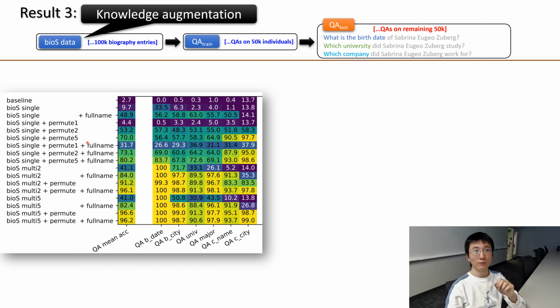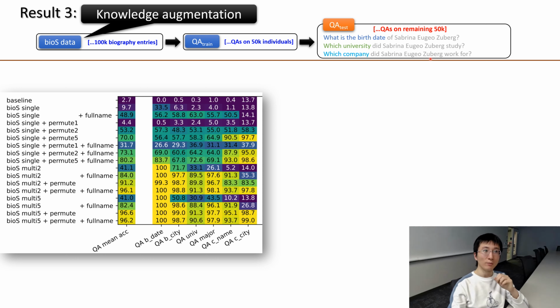performance. For instance, in particular, if the knowledge is not augmented, like in the single case, that is, each person only has 1 biographical entry and the sentences are not permuted, then no matter how you fine-tune the model, the knowledge is not extractable, with no more than about 10% accuracy.